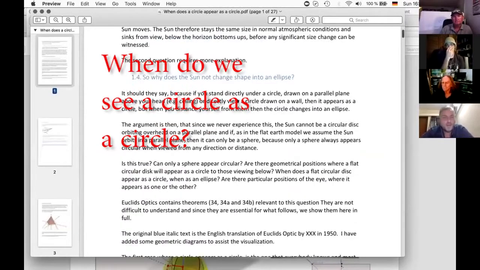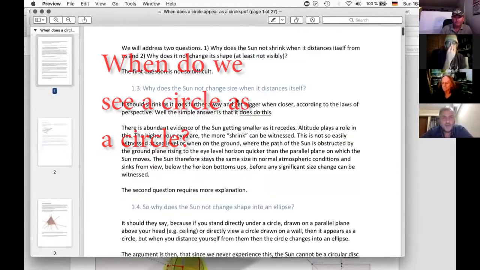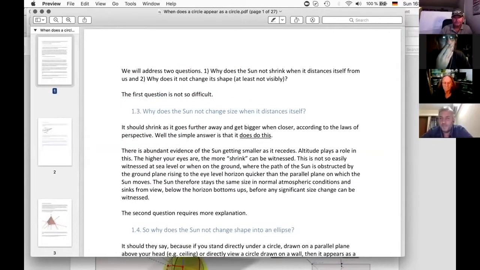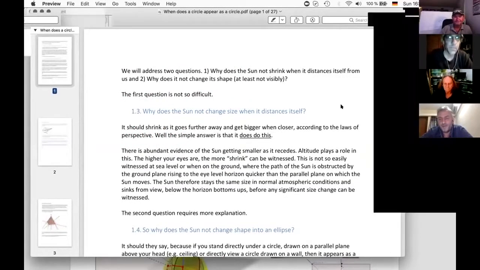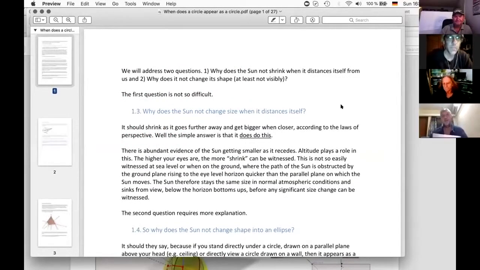There's another thing here that might be quite interesting for you guys. When does a circle appear as a circle? I don't know if you've heard the Globe argument that if you're looking at a clock on the wall, and you go to one side of the clock, then the clock will appear to be an ellipse. And Globers will always say it can't work in a flat plane. If the sun is a circle and it's going round, then it should change its shape, right?